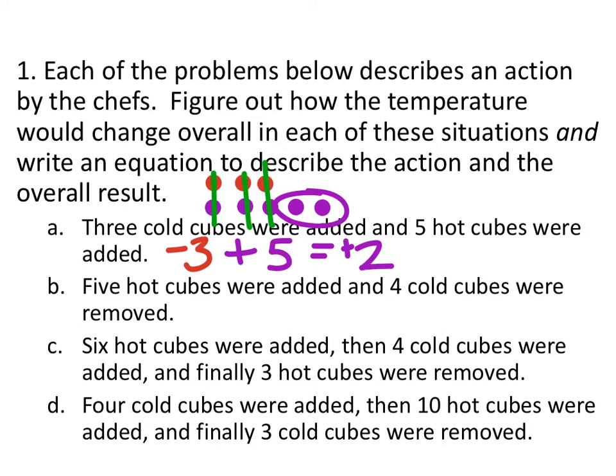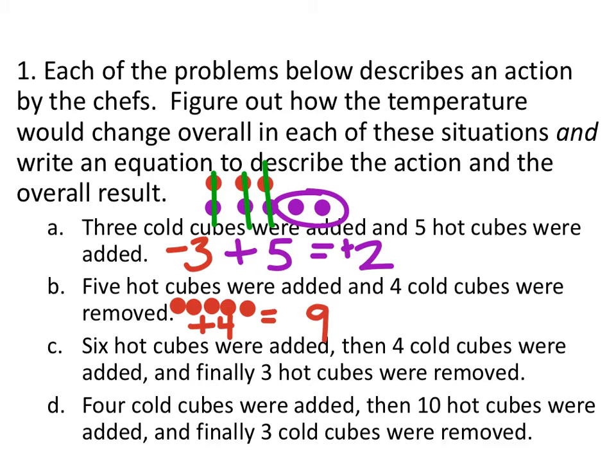So next up, 5 hot cubes. I'll go back and use the actual correct colors on this one. 5 hot cubes were added. 1, 2, 3, 4, 5 hot cubes. And then 4 cold cubes were removed, right? So if I took these 4 cold cubes right here, right now I have a total change of positive 1, but as soon as I wipe these out, then what did I do? It's the same as taking those 4 out, which is the same as adding the 4, right? Which shows a change in temperature of 9 degrees.